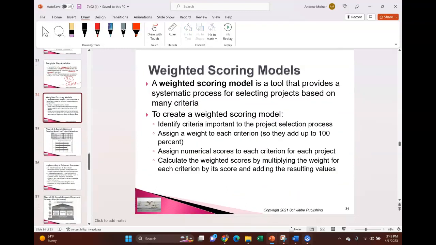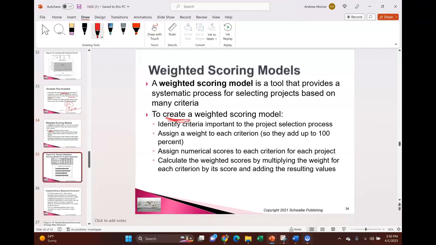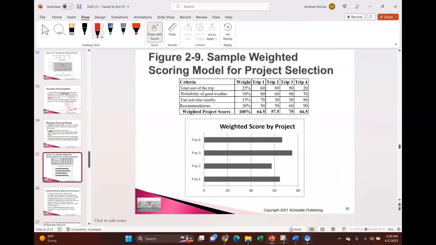Another way I can assess a project or determine whether I should use it is a weighted scoring model. It's a tool like any others. It's just easier to look at one on the next slide. So here's a weighted scoring model. What I decided was my criteria would be, these are the most important things to me as a project manager as I'm implementing the business case and developing my charter. These are the criteria I want to look at.